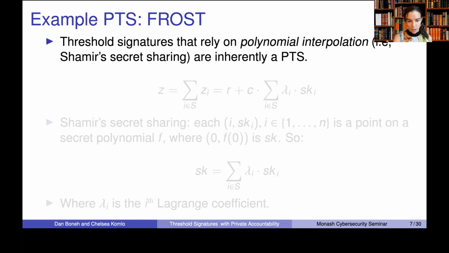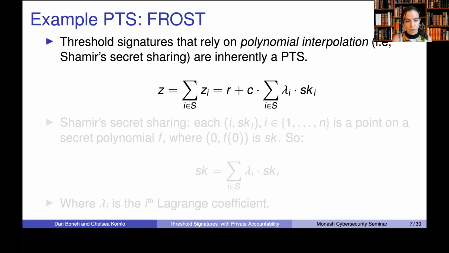I'm not going to go through all of threshold Schnorr signatures, but I just want to illuminate what we mean by PTS in the threshold Schnorr setting. And I'm using FROST as an example. So FROST is a threshold Schnorr signature scheme. And what's really the takeaway from this slide is that threshold signature schemes that rely on polynomial interpolation, i.e. Shamir secret sharing, are inherently a PTS. In this case, FROST relies on Shamir secret sharing under the hood in order to distribute its secret key.